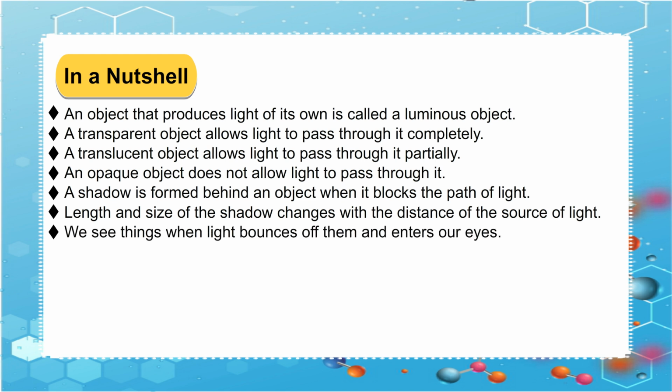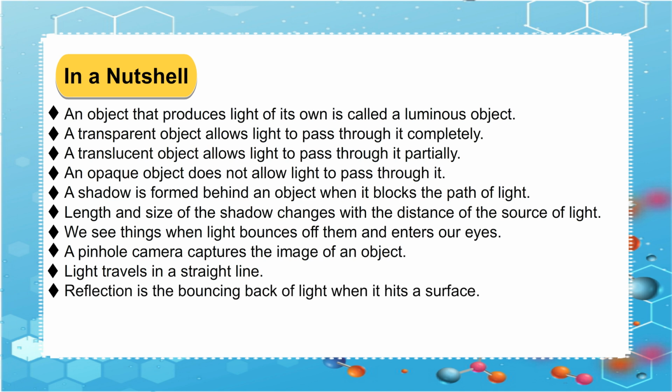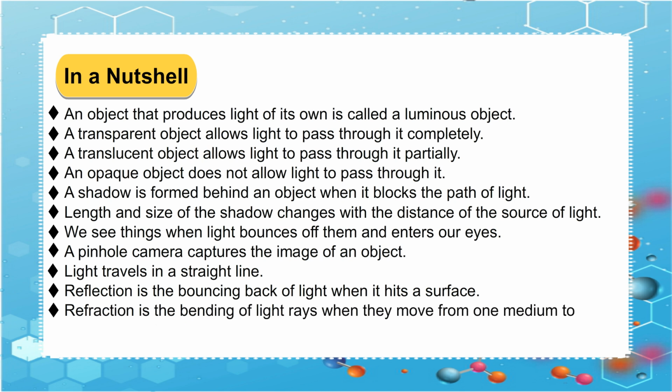We see things when light bounces off them and enters our eyes. A pinhole camera captures the image of an object. Light travels in a straight line. Reflection is the bouncing back of light when it hits a surface. Refraction is the bending of light rays when they move from one medium to another.